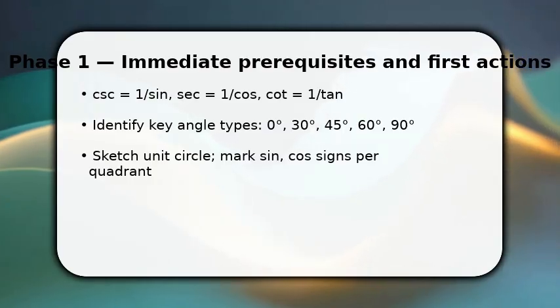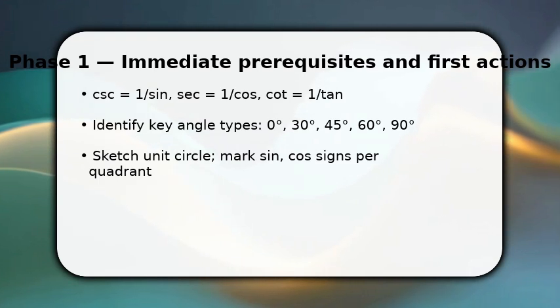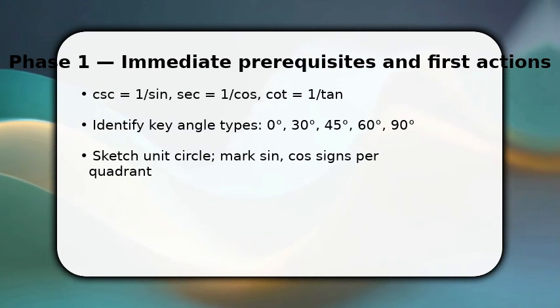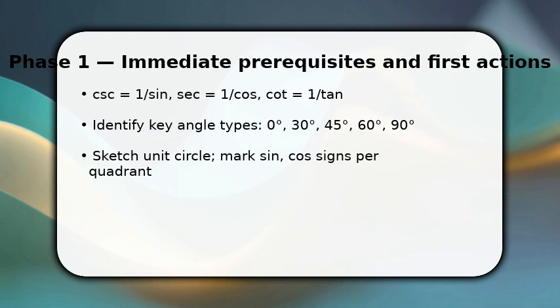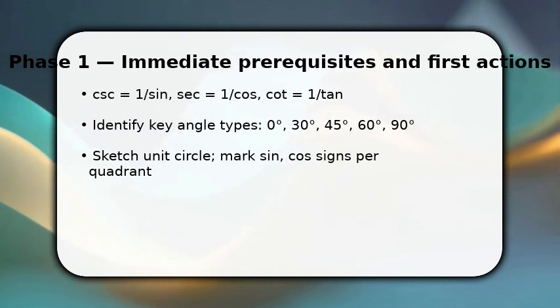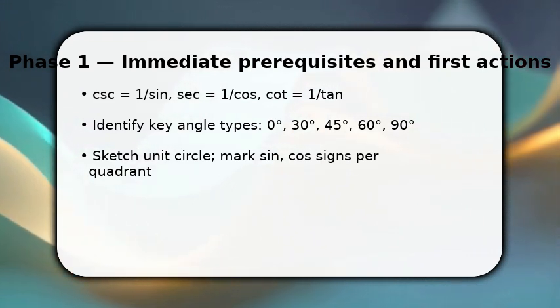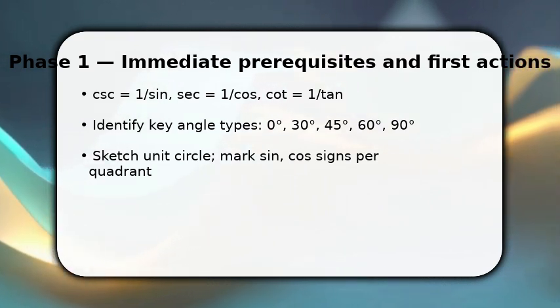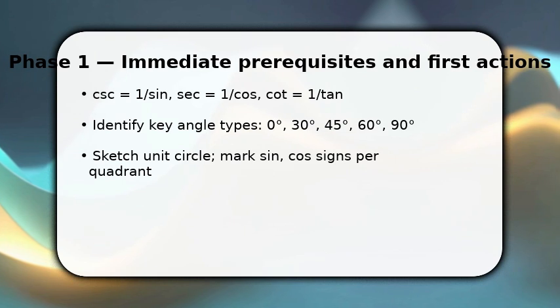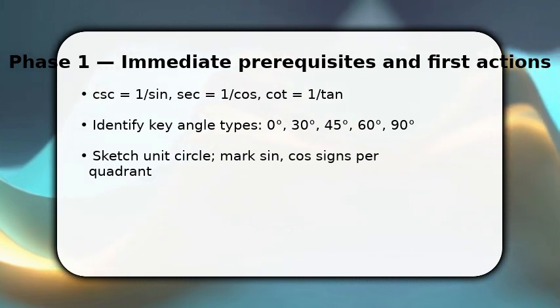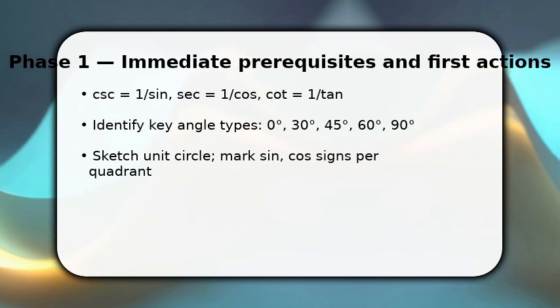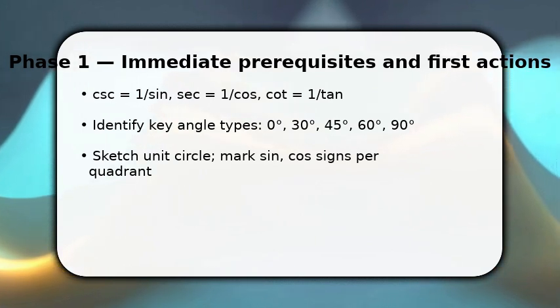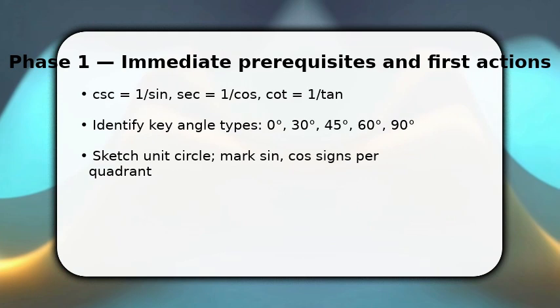You begin by converting sec, csc, cot into reciprocals of cos, sin, tan so you can leverage familiar sine and cosine graphs. First, sketch the unit circle and label 0 degrees, 30 degrees, 45 degrees, 60 degrees, 90 degrees. This gives exact values. Next, draw the sin and cos waveforms across one period. This is your reference. Once done, note where sin or cos equals 0. Those x values are vertical asymptotes for the reciprocal functions, and that's where you start plotting behavior.